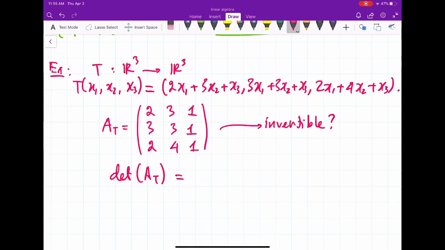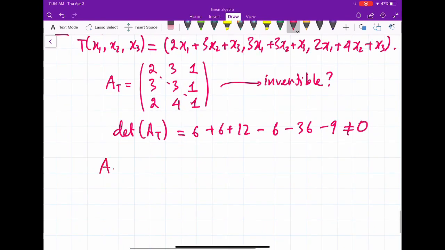Let me write that in here. I have 6. I will use the diagonal. Plus 6 plus 12 minus 6 minus 36 and minus 9. I don't need an exact number, but I know this is not 0. So the matrix A_T is invertible.